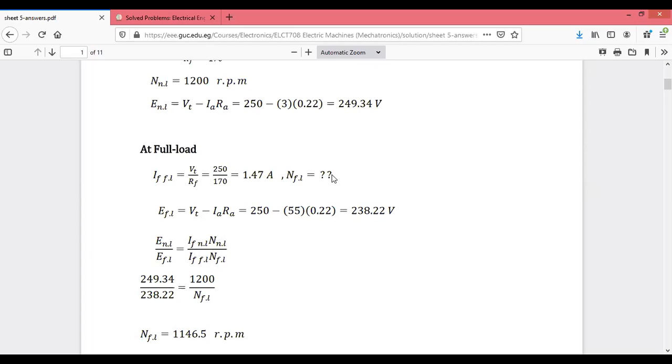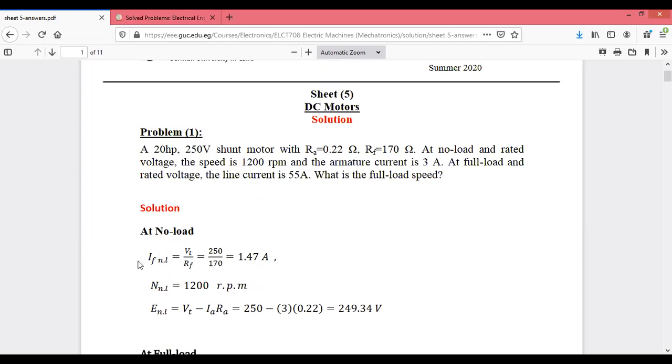Firstly, we will solve stepwise. We have the values of Ra and Rf. At no load, we need the value of current because they have not given it. They have given the value of voltage, the armature resistance, and the field resistance. So you can calculate the current flowing through the field winding. We denote that current as I field no load, meaning the no load field winding current.